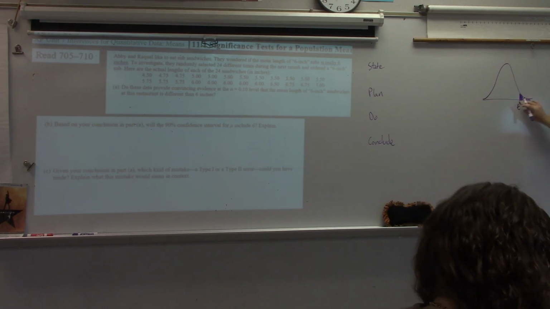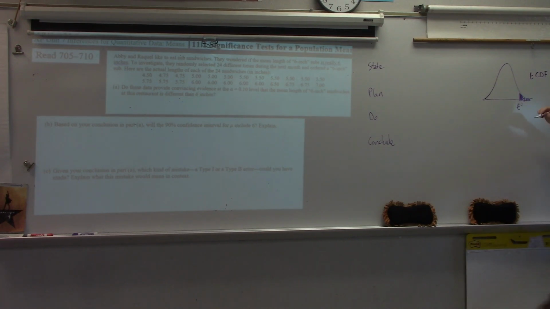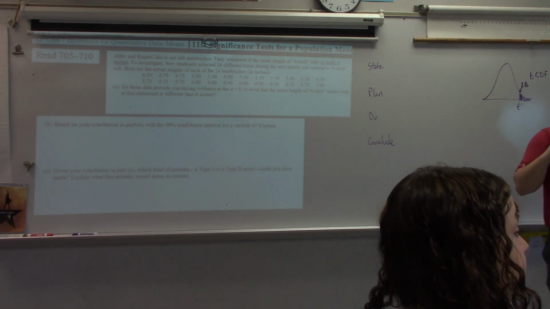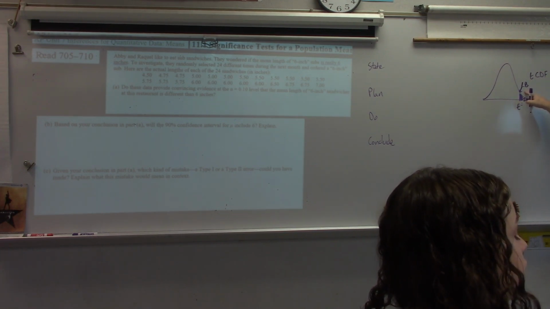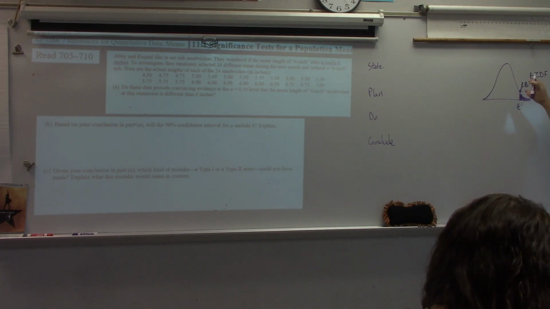You use tcdf. Here's your lower bound. So, you use your lower bound of that area. So remember, the p-value is the shaded area. I know what it is. That's not how to find it.